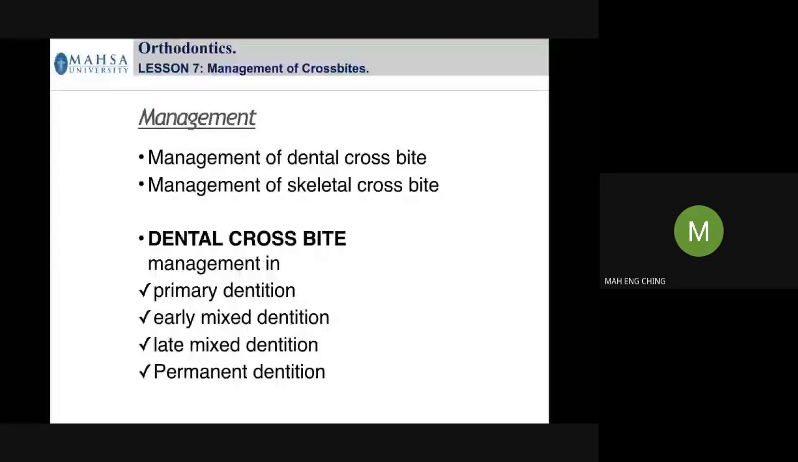So if you want to correct the crossbite, we're talking about management in primary teeth, early mixed dentition, late mixed dentition, and permanent dentition. Of course, in primary dentition we seldom do it. The reason is that primary teeth are not permanent, so even though you correct the primary dentition, the permanent dentition might develop the crossbite also. But sometimes we do correct primary dentitions.